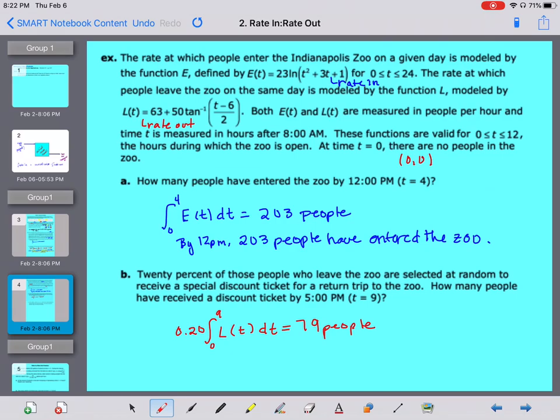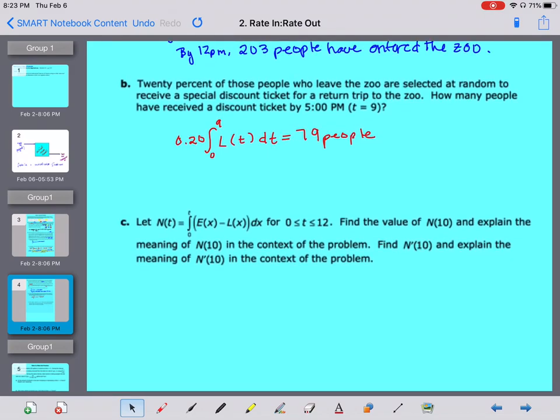Okay, so the first one talks about just entering, the second one talks about just leaving, and now let's look at what C is doing. So it says let n of t equal the integral from 0 to t e to the x minus L of x dx. So they're giving us again that generic equation that represents for all times t, for t in between 0 and 12. It says find the value of n of 10 and explain the meaning of n of 10 in the context of the problem.